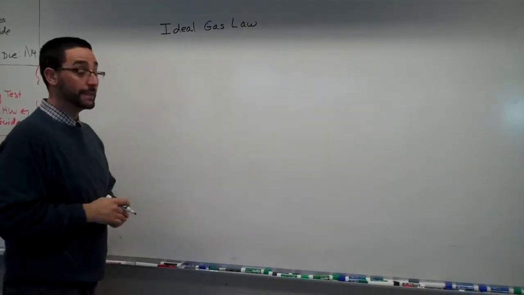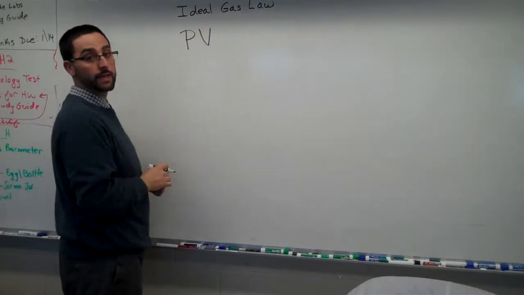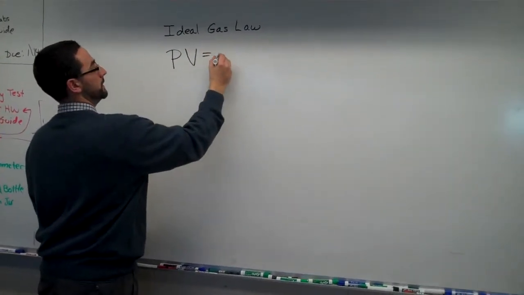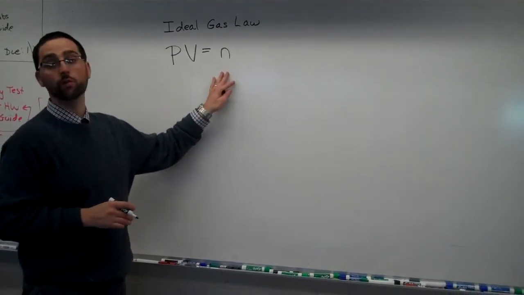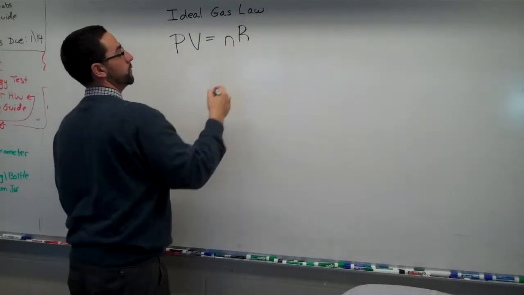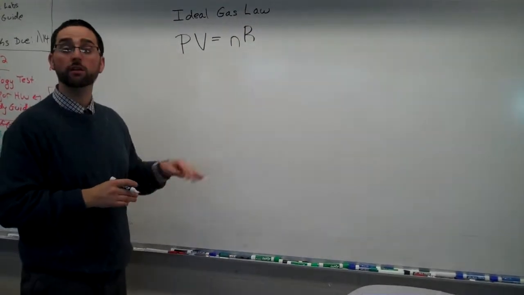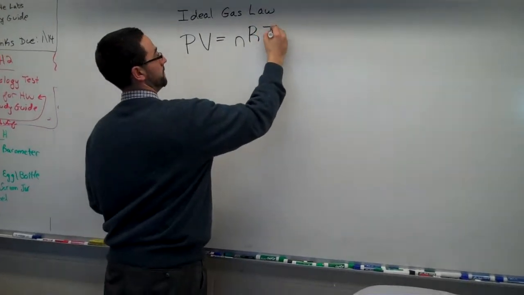Okay, and the ideal gas law is pressure times volume of that gas equals n. Now, if you haven't encountered n yet, n is the number of moles of that gas, times R, which we're going to solve for today. R is called the ideal gas constant, times temperature.